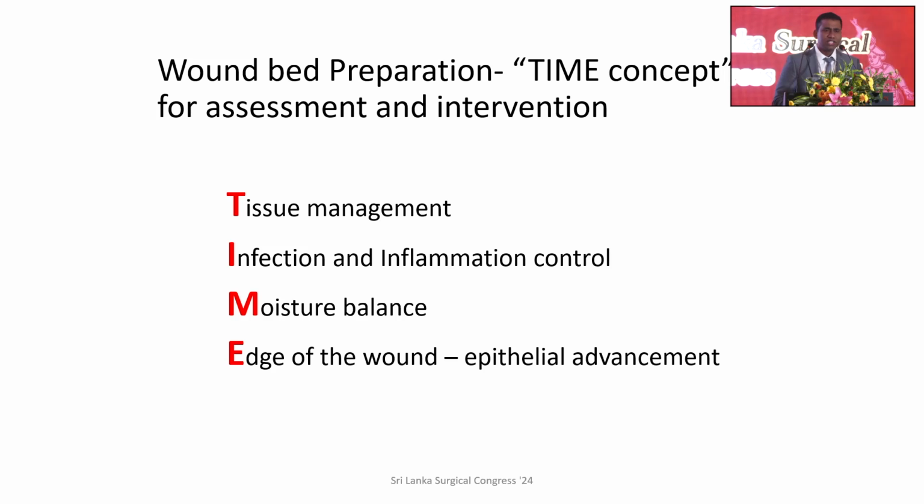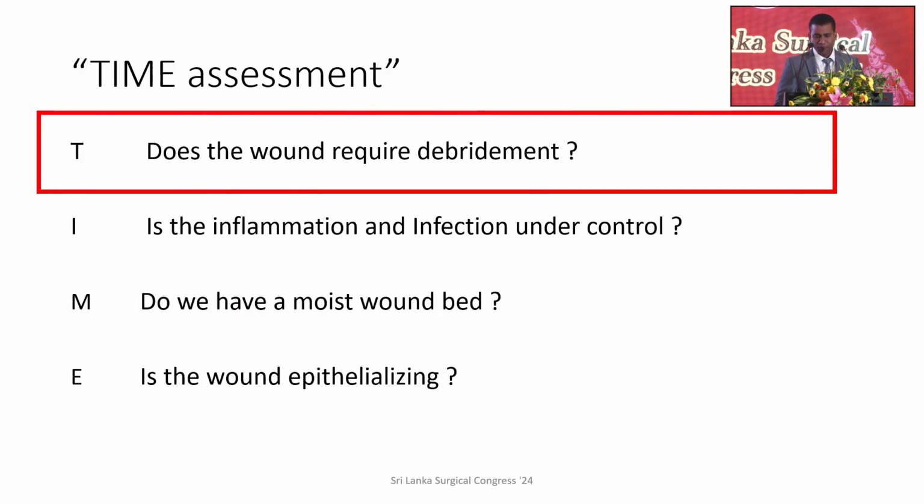The tissue management, and that for me is about whether this wound requires the debridement Prof. Mandika was talking about. Does it need that to happen? Infection, is there inflammation? Or is there inflammation and infection? Does it need to be kept under control? We like to have a moist wound bed. It's about moist wound healing nowadays. We have gone beyond the wet to dry. You look at moist wound healing, how to get a moist wound bed. And it's the wound epithelializing, the E. And let's get back to how these are going to work out.